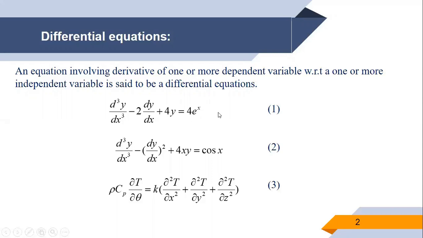So this is a differential equation because d cube y by dx cube is the third order derivative, dy by dx is the first order derivative, y is a dependent variable and x is an independent variable. So this is said to be a differential equation. But in equation 1, there is only one dependent variable y and only one independent variable x.